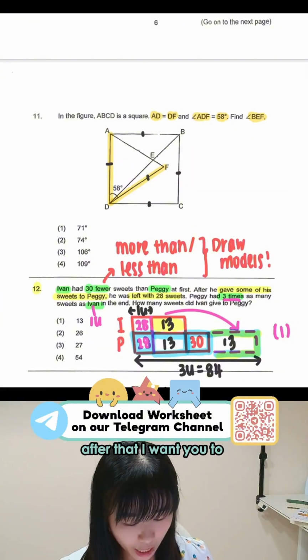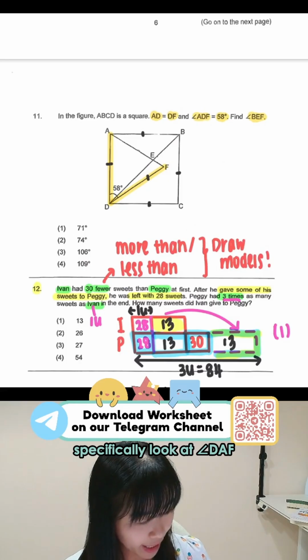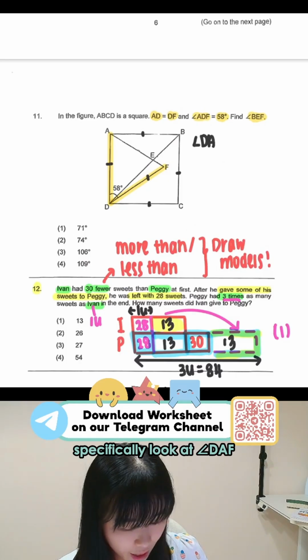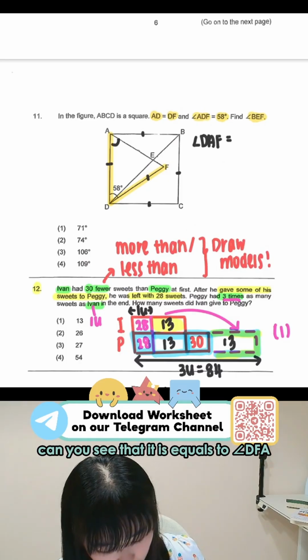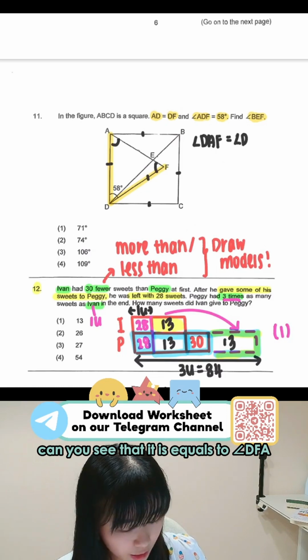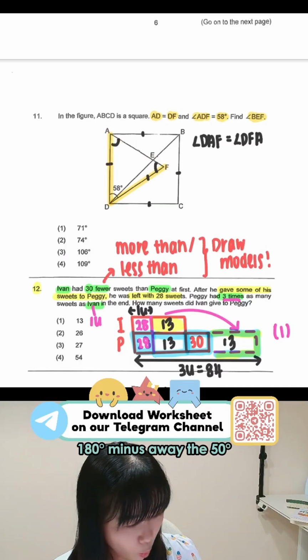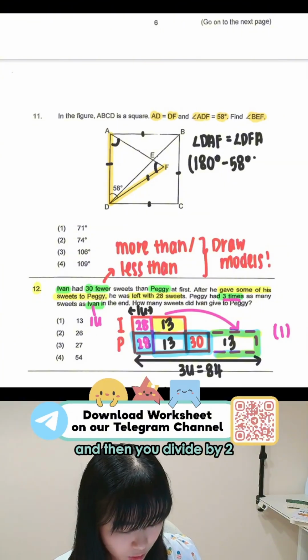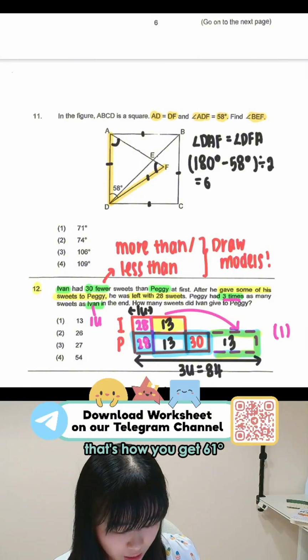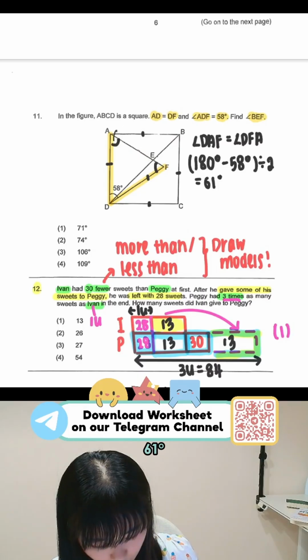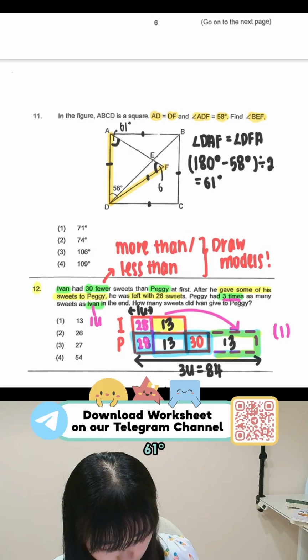After that, I want you to specifically look at angle DAF. Can you see that it is equal to angle DFA? Because this is an isosceles triangle. 180 degrees minus away the 58 degrees, and then you divide by 2. That's how you get 61 degrees, and I'm going to mark it out here, 61 degrees, 61 degrees.